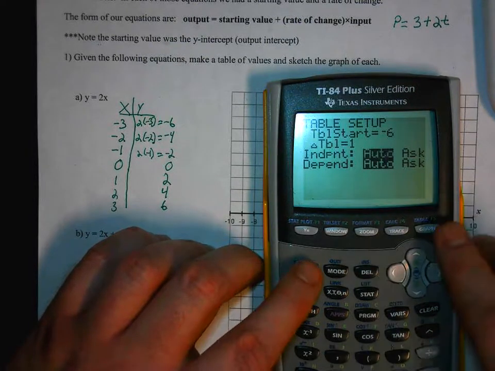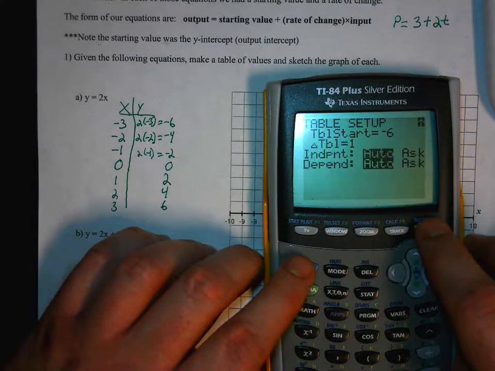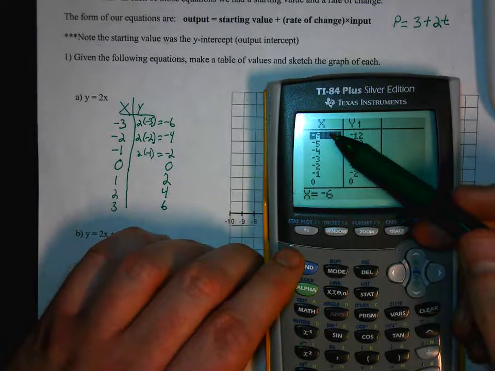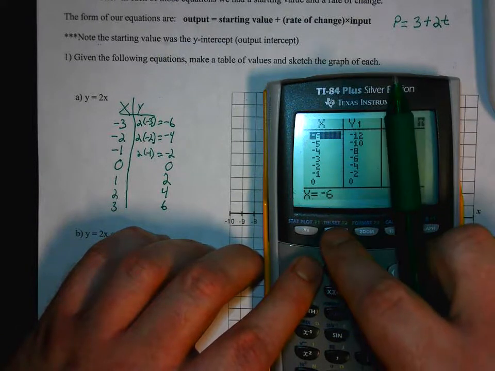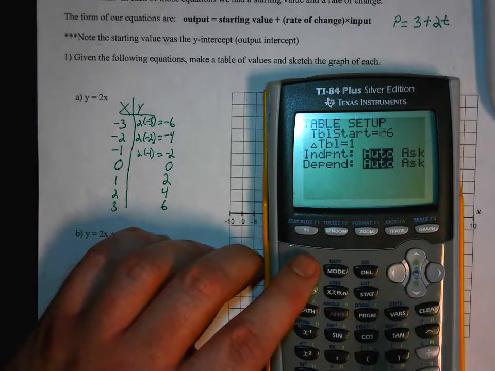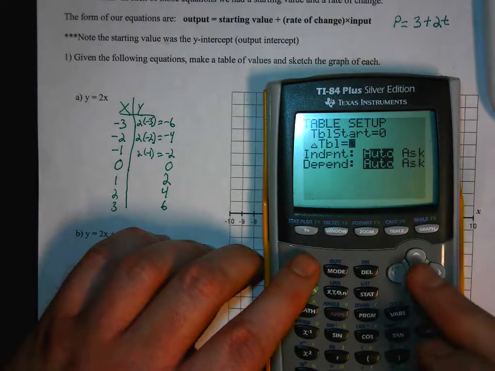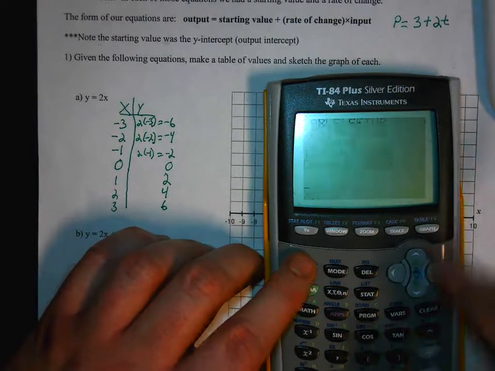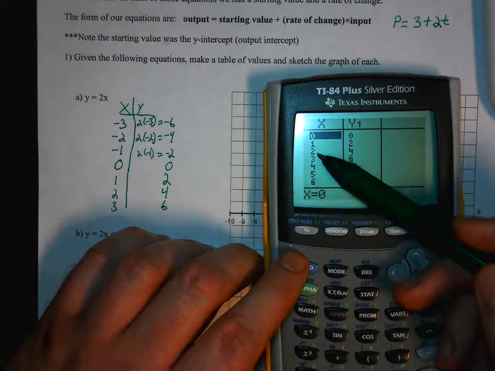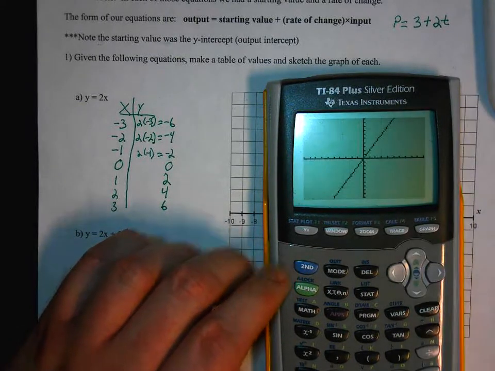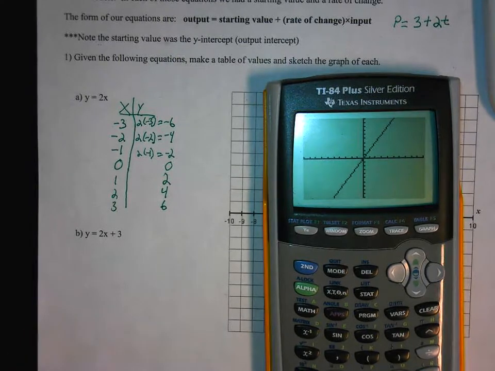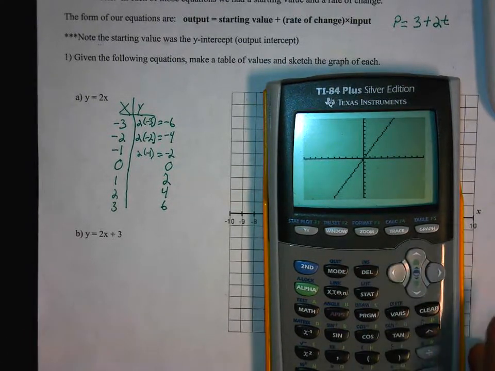Okay, and then go back to your table by doing second graph. Now notice the table starts at -6 and goes up by 1s. If I go to second table setup, suppose I started at 0 and going up by 1s. Now second graph, I'm going to start at 0 and go up by 1s. So that's how you can use the TI-84 graphing calculator to get your graph and table of values.